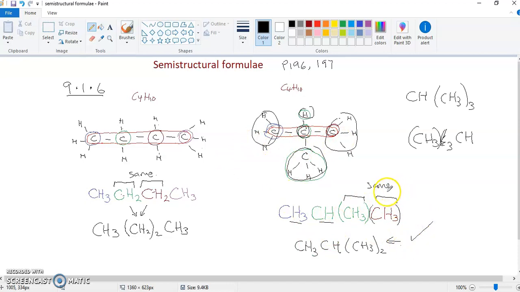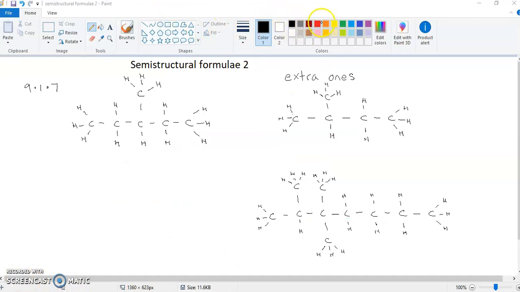Let's have a look at the one on page 197. So again, with this one here I'm doing now, which is 1, 2, 3, 4, 5, 6 carbons, it's C6H14. It's a structural isomer of hexane. It's not hexane. It's a hexane isomer. So once again, when we're dealing with carbon chains, the first job that we've got is to find the longest possible chain in the molecule.